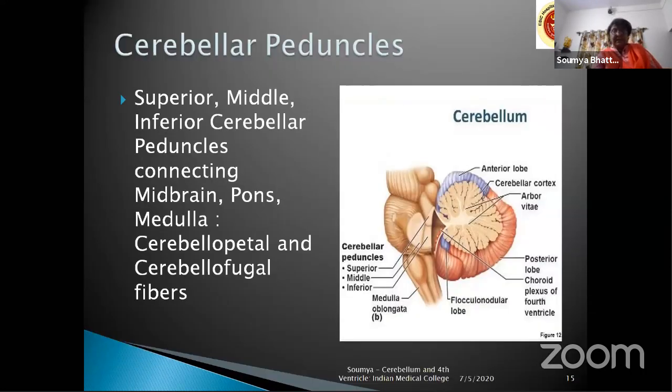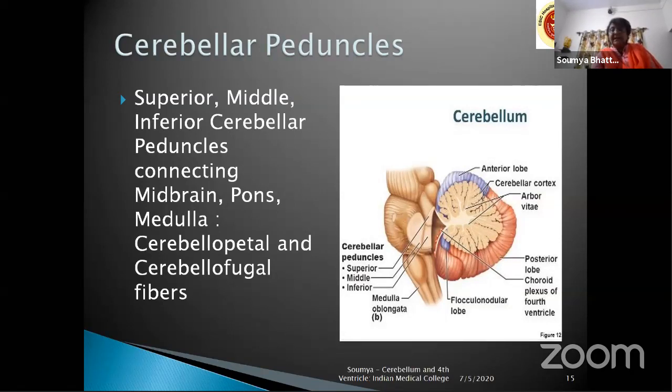Come to the next. Cerebellum has a connection, now you know, with the parts of the brain stem, because it is dorsal to the pons and the medulla. Now it has three peduncles. What do peduncles mean? Peduncles are the trunks which contain the fibers or the tracts. We have the superior peduncle, the middle cerebellar peduncle, and the inferior cerebellar peduncle. So it connects the midbrain, pons, and medulla.